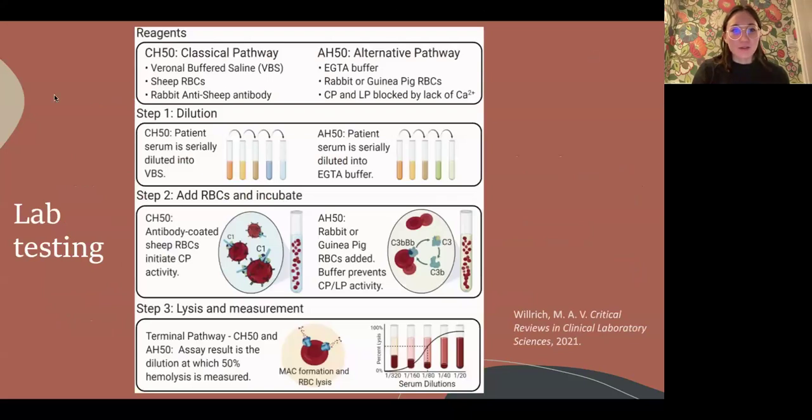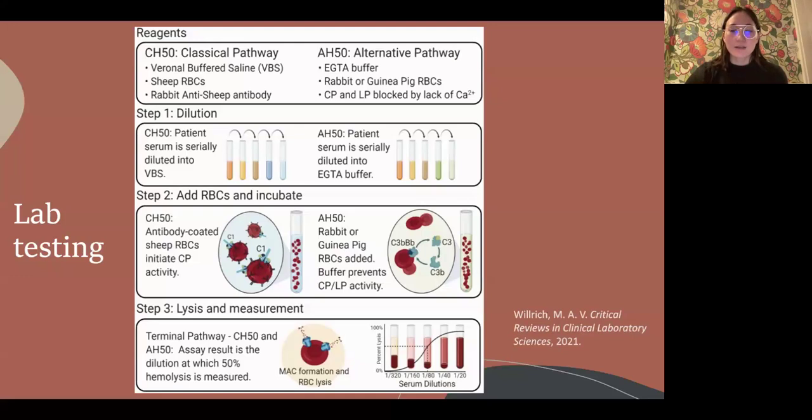But the CH50 on the left, so you've got these dilutions of patient serum, and then you add the antibody-coated sheep red blood cells, which will activate your complement in the classical pathway. And then you measure the hemoglobin or the hemolysis of your cells, and at which dilution that occurred at 50%, hence the CH50. And then the AH50 uses this particular buffer that prevents the other pathways from activating, so the classical and the lectin pathway. So you're just measuring the alternative pathway.